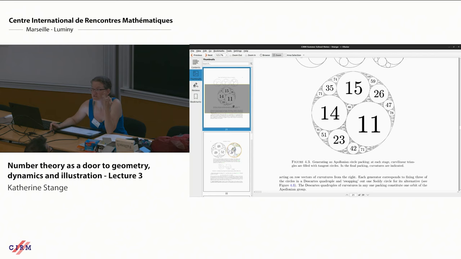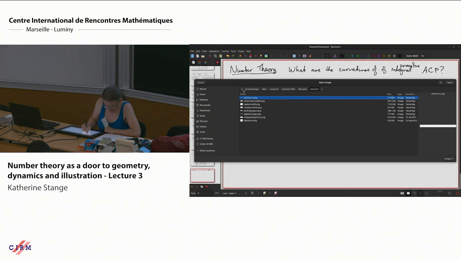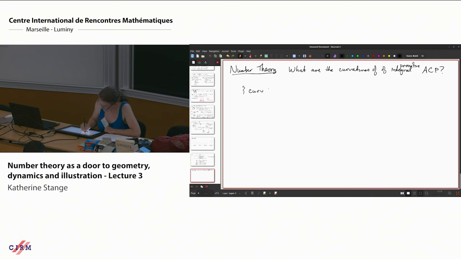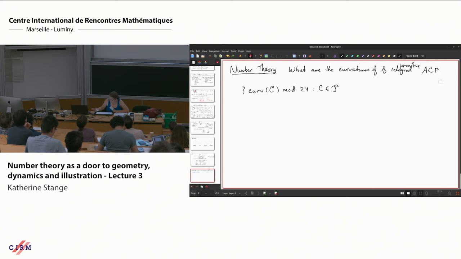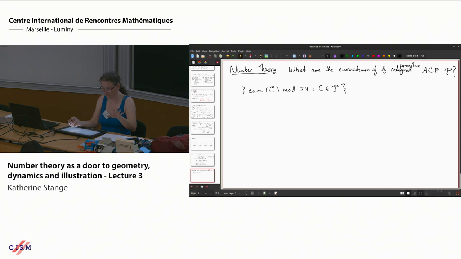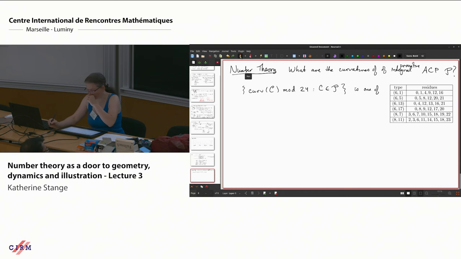So this is a sort of fundamental observation. I had some nice pictures where they're all colored by the residue classes. It's quite pretty, but whatever. So what you have is the curvatures of the circles taken mod 24. Let's give my packing a name, and then let's take just the collection of curvatures mod 24. It turns out that this is one of only a few possibilities. Here we have the collection of residues mod 24 that are possible. There's six possibilities. Four of them have six possible residues, and two of them have eight possible residues.